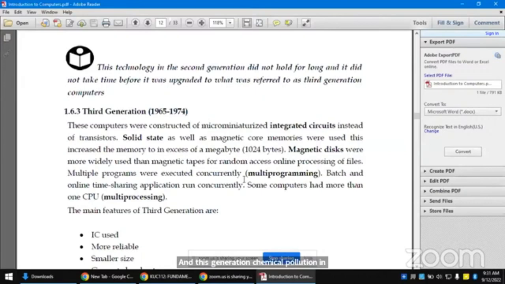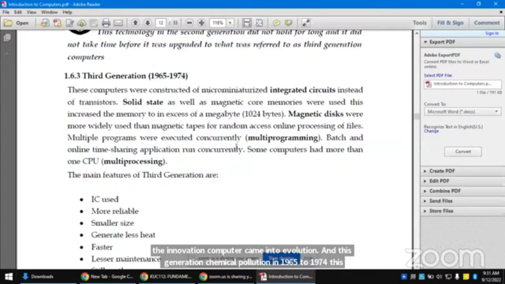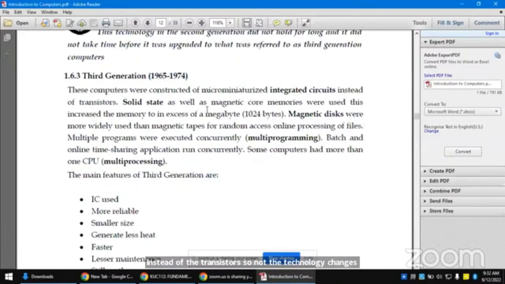So note the technology changes from transistors. If you go back, we started with vacuum tubes. We have come to the transistor technology. Now we're moving into what we call the ICs, the integrated circuits. Solid state as well as magnetic core memories were used. This increased the memory to in excess of megabytes.